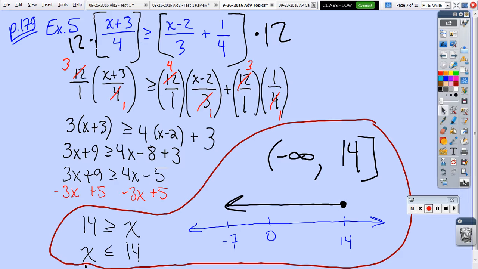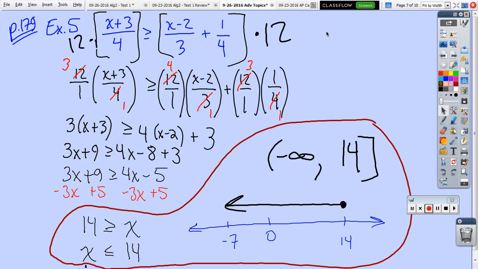Yes? I don't know. Good question. It would be different if it was like negative 14 and then you would flip the x, and then after that. So let's do an example.